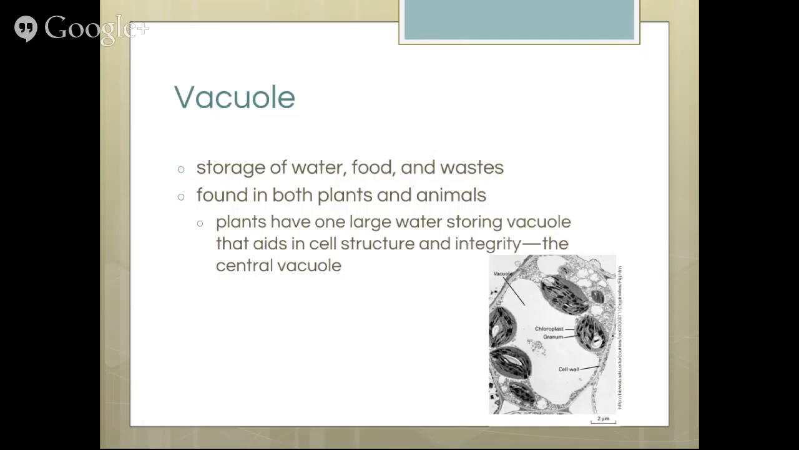Animals, on the other hand, have a lot of smaller vacuoles, and so they're not going to have that one big one. They're going to have little smaller size ones. Like these would be about the size of vacuoles in animal cells. So these are all parts of the endomembrane system.